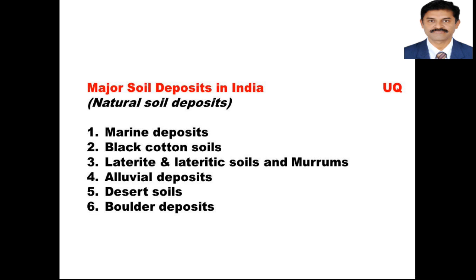Alluvial soil deposits are actually available in northern India, the Ganges plains, Uttar Pradesh, part of Delhi, etc. Desert soils are available in Rajasthan. Boulder deposits are found in foothills of Himalayas, Himachal Pradesh, Arunachal Pradesh, northern part of Uttar Pradesh, Jammu and Kashmir, etc.